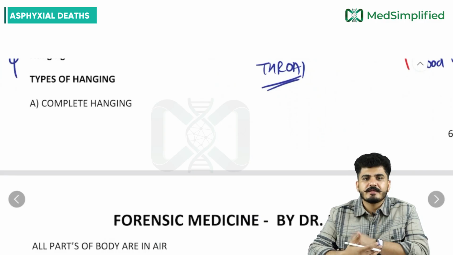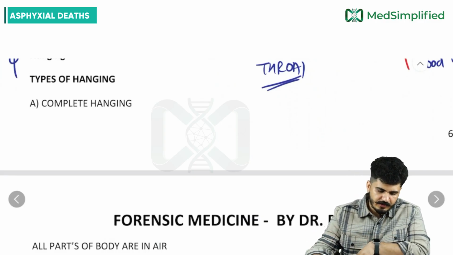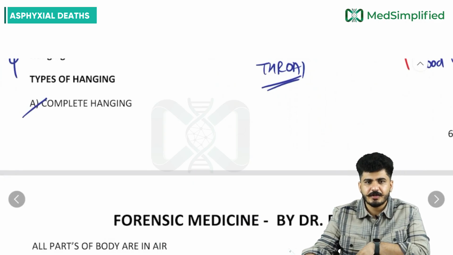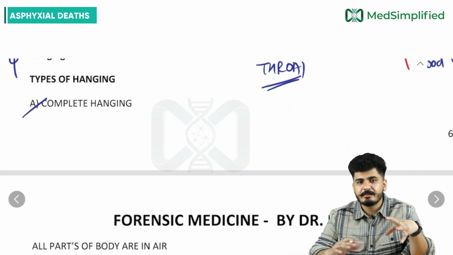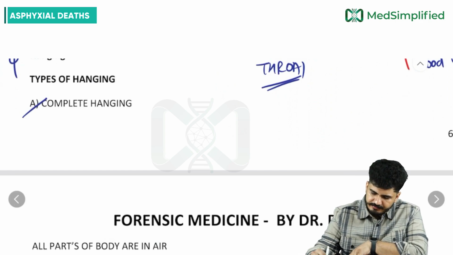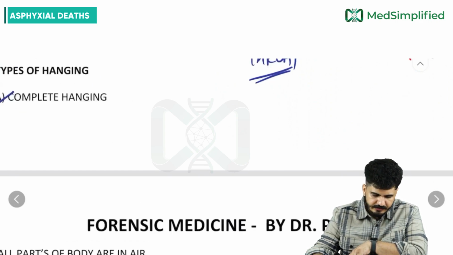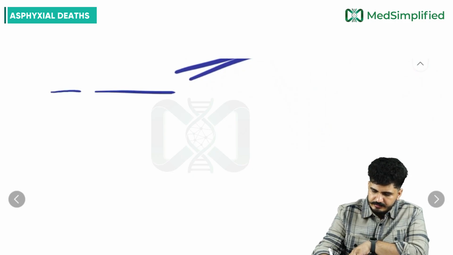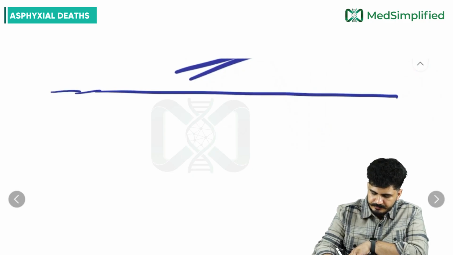So the next topic is hanging. So types of hanging, if we talk about, sir, it can be complete hanging or incomplete hanging. So what do you mean by complete hanging and what do you mean by incomplete hanging? Sir, if I draw right here, sir, complete hanging, you will see. I'll draw like this.